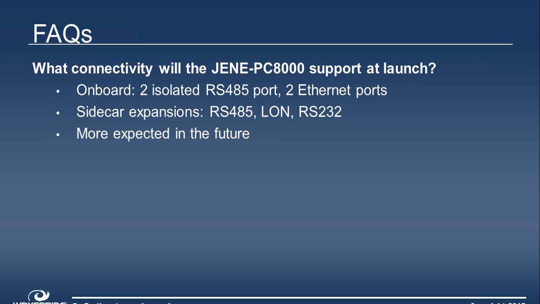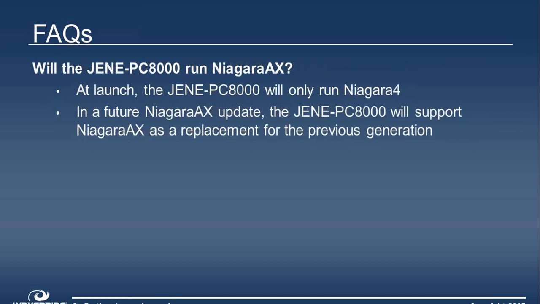And instead of having to open the cover and remove pieces and install option modules, they've actually created the option modules as sidecar expansions that simply snap on to the DIN rail adjacent to the Jenny, similar to the NDIO today. The sidecar expansions available at launch will be expansions for additional RS-485 ports, LAN ports, and RS-232 serial ports. More will be expected in the future, but those are the ones that we can expect when they announce the official launch of the PC8000.